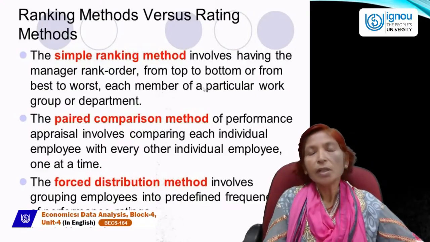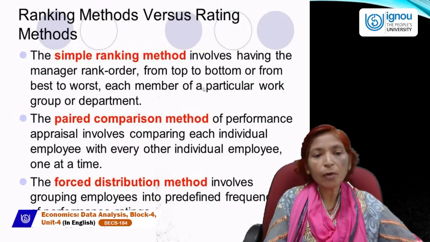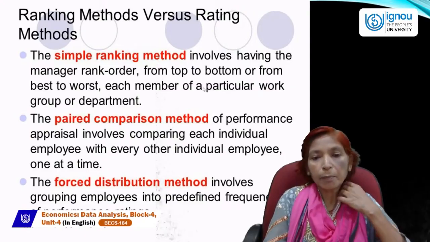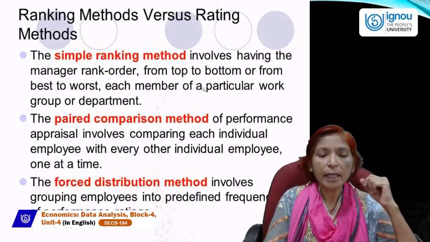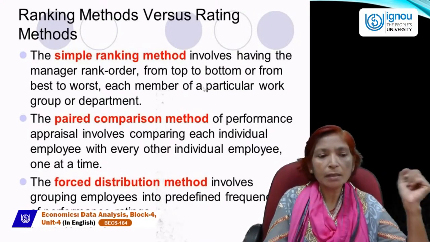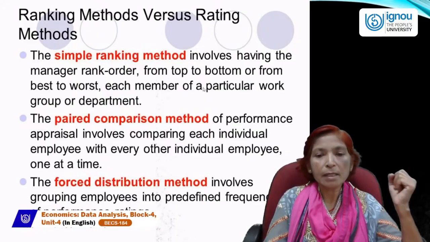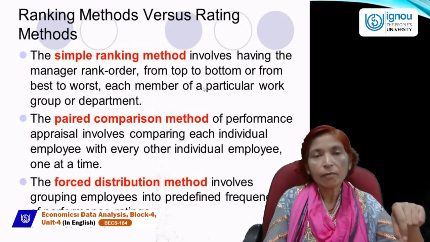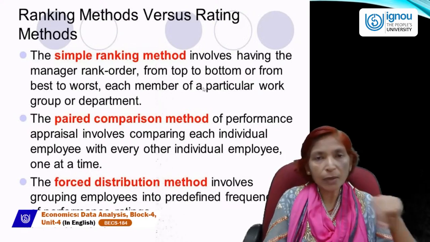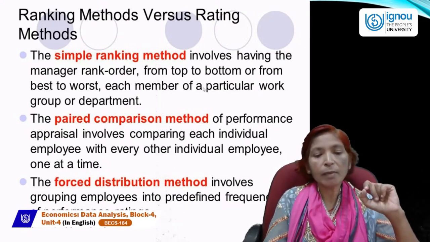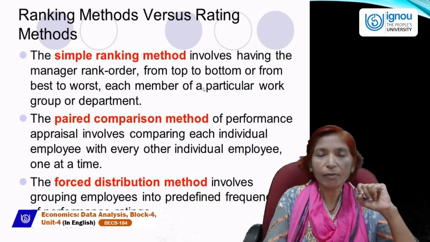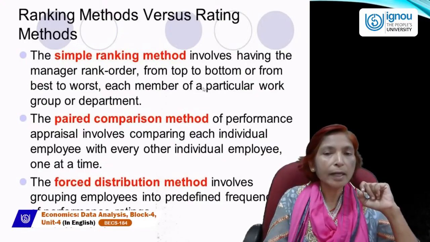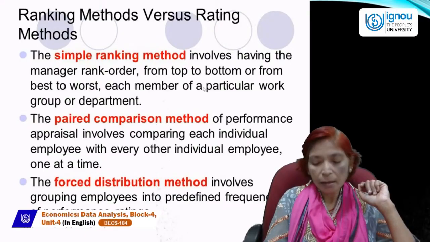But if we want to estimate the performance of the employees in an appraisal and compare each individual employee with every other individual employee, then we will use this rating method. Rating method may be the paired comparison method. The paired comparison method will take an individual employee with another individual employee, with comparison between both. And the forced distribution method involves grouping of employees into predefined frequencies of performance rating. Then we can use this rating method. So this is the difference between ranking method and rating method.